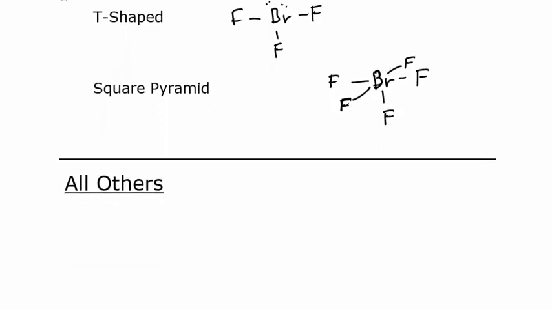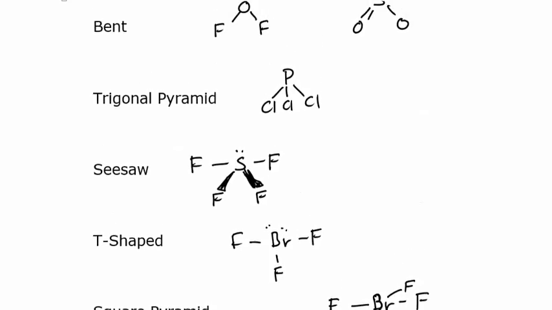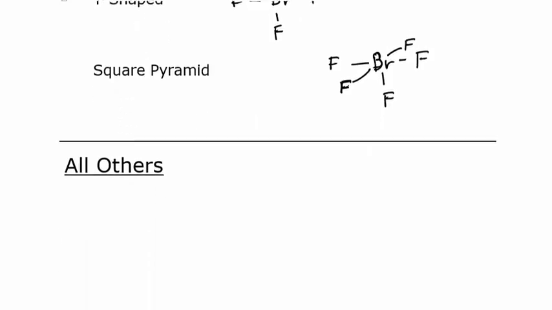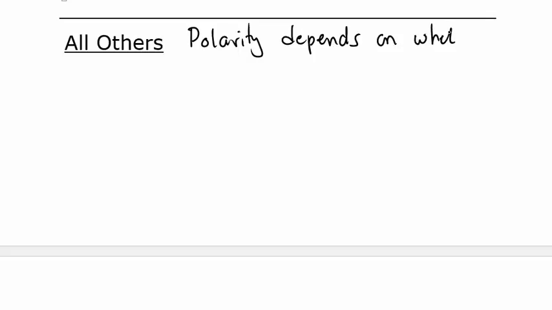For all the rest of the shapes, other than these ones I gave you that are polar, whether it's polar or not will depend upon various things, including whether the atoms are identical that are in the bonds. So for all the others, polarity depends on whether the bonds are 2 identical atoms.